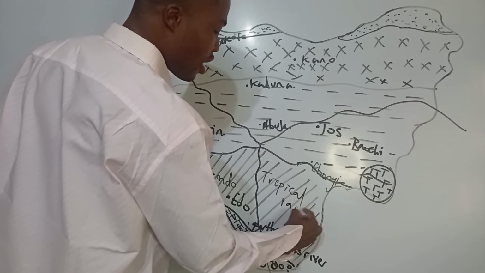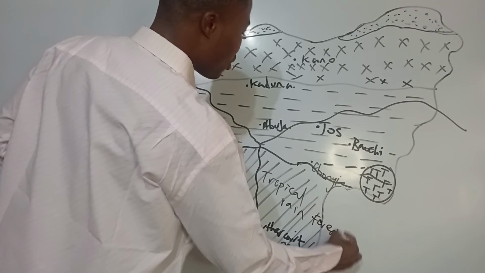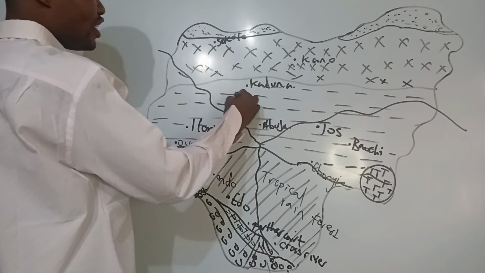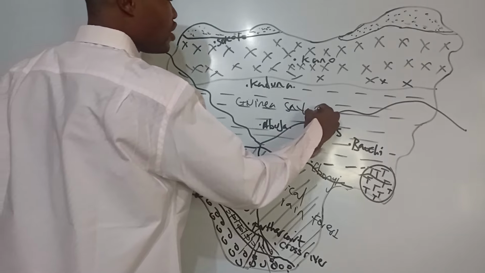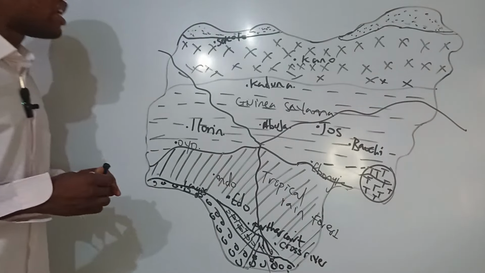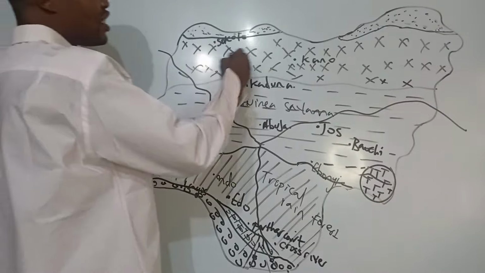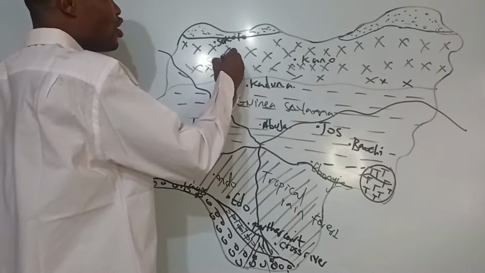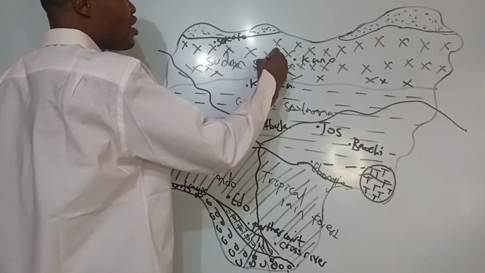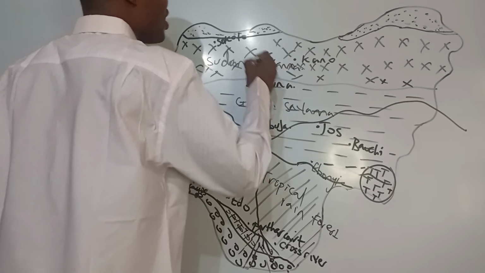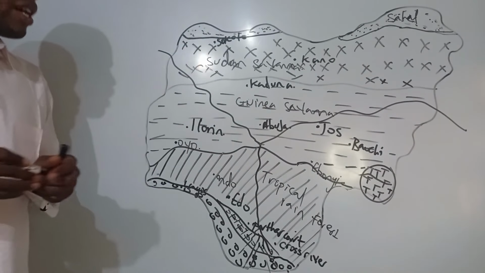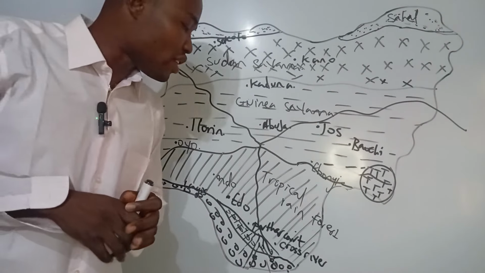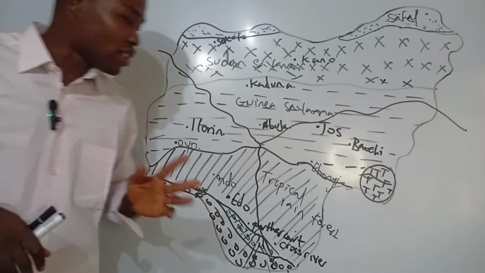So this is the tropical rainforest, while this is the Guinea Savanna. So this vegetation is called the Guinea Savanna, and this one is called the Northern Guinea Savanna, or what we popularly call the Sudan Savanna. All right, the Sudan Savanna, and this is the Sahel Savanna. Okay, now quickly, let me explain why these vegetations are important and their differences.